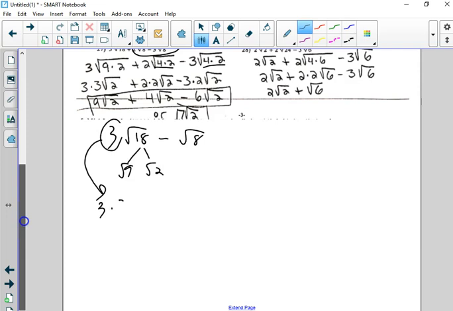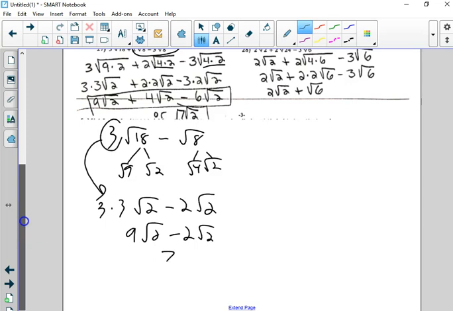So it's 3 times root 2. And this breaks down to 4 and 2. So minus 2 root 2. So that's 9 root 2 minus 2 root 2, which is still the same answer. Just a little less work. 7 root 2.